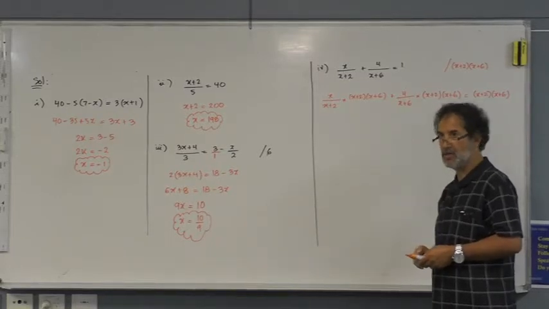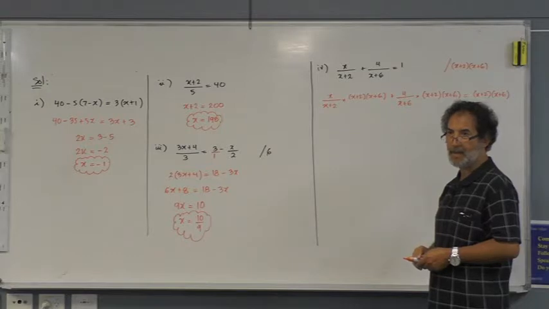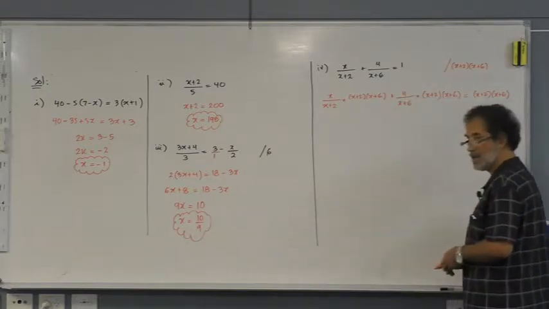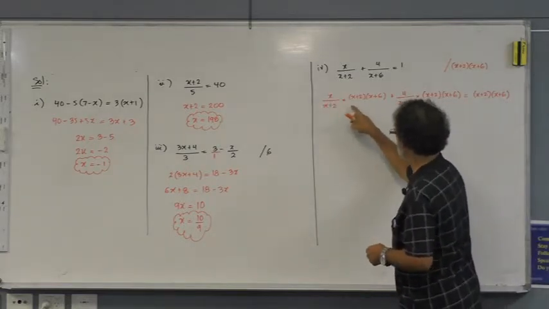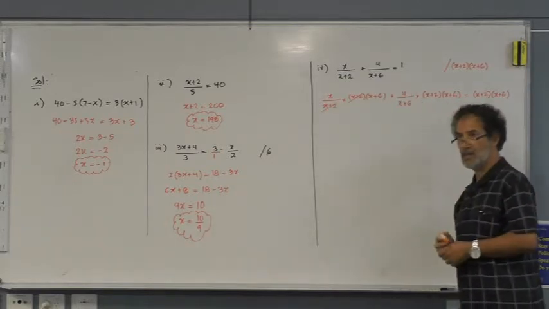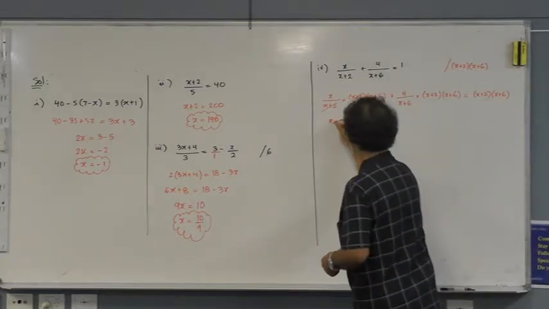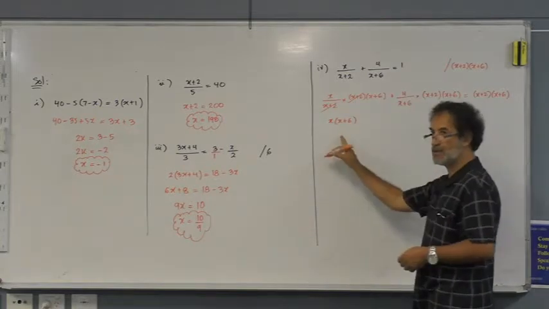Okay. In the future, you need to do this in your head. You're going to have to exercise your mathematical skill in your head. Now see what happened. If you multiply this fraction by this, we can get rid of this, and we can get rid of that. Can you see that? And then what is left? Then we have x in bracket x plus 6. That's it. We don't have any fraction anymore.